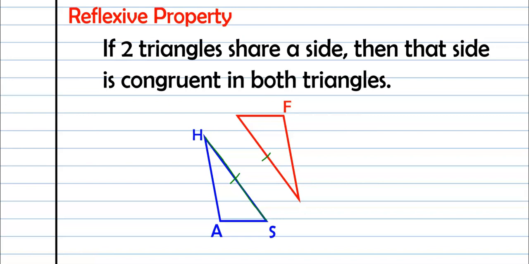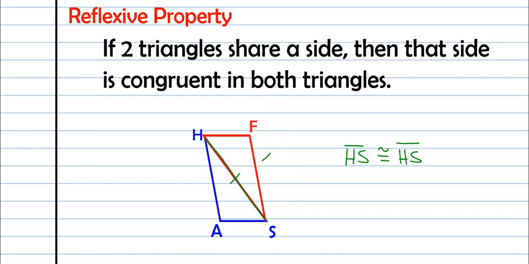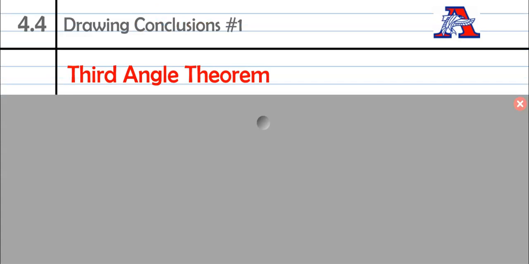Okay, reflexive property looks like this in writing. We could say that side HS is congruent to side HS, which is kind of weird. Like obviously side HS is congruent to side HS. They're the same thing. But it comes in handy because that side HS is part of both triangles. So if I pull that apart again, this would be H and this would be S, if we just kind of pictured them as 2 separate triangles. Okay, so that's a reflexive property.